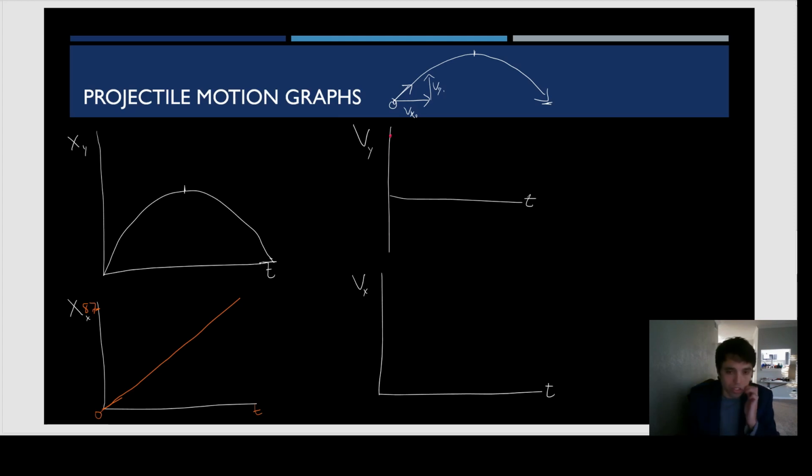Again, I'm going to reiterate this: the slope of a velocity time graph is acceleration. Therefore, the slope of a vertical velocity time graph is the vertical acceleration, which is -10, the acceleration due to gravity. So that means the slope of this line should be -10, so it just goes like this.